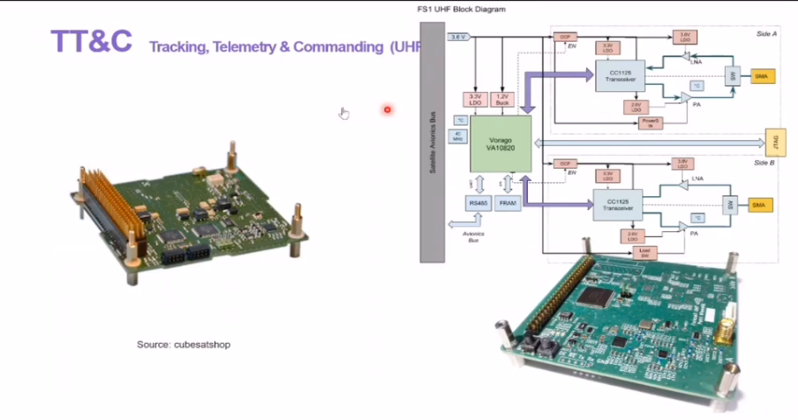Another accompanying module with TT&C is the antennas. There are certain frequency bands that we are allowed to use for satellite communication, typically UHF, VHF, or S-band. So we need to design the antennas accordingly for this TT&C subsystem.